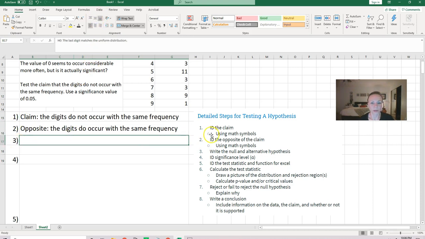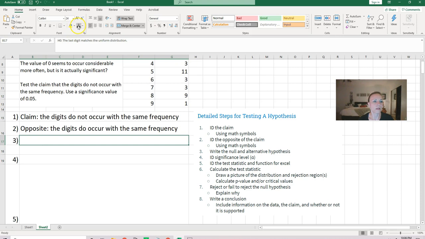Okay, step 3 is to write the alternative and null hypothesis. Because we're given categorical data, the null hypothesis and the alternative hypothesis are set. We no longer have to figure out which one is equal and which one is not equal to be able to figure out which one is the null and the alternative. For these kinds of examples, the null and alternative hypothesis will always be the same.